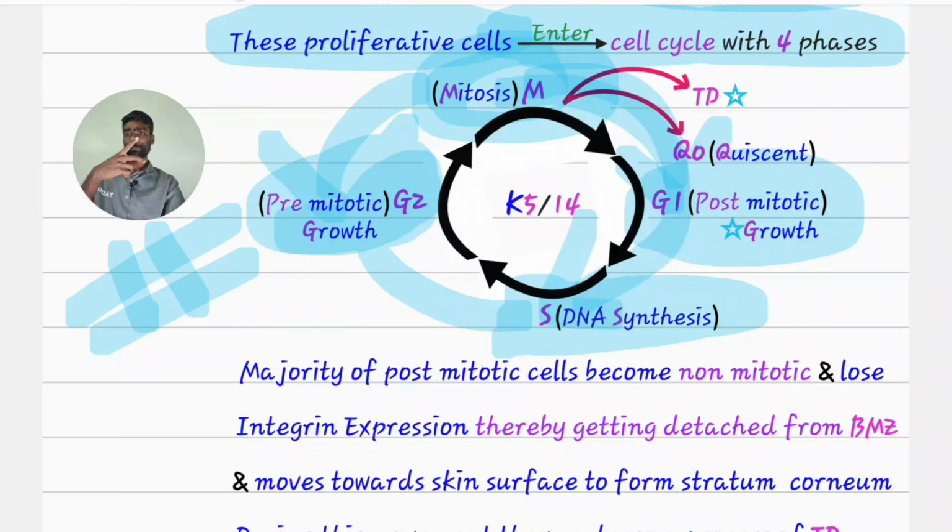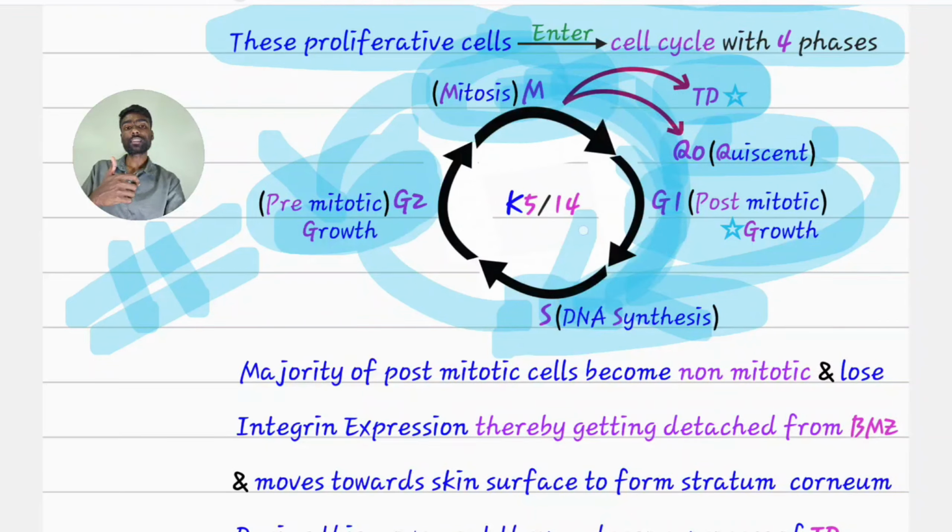Next one is taking a break and entering quiescent phase, that is Q0 phase. Whenever a signal comes, it can again continue its life cycle by maintaining the potency to divide. And then majority of the cells will decide to take the third option, that is terminal differentiation. It won't enter cell cycle, it won't enter quiescent phase, it will become non-mitotic and undergoes terminal differentiation.